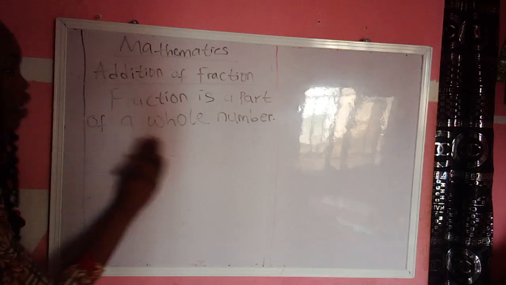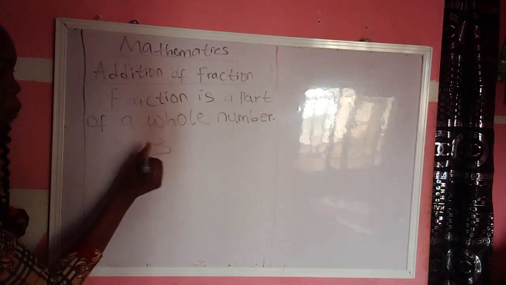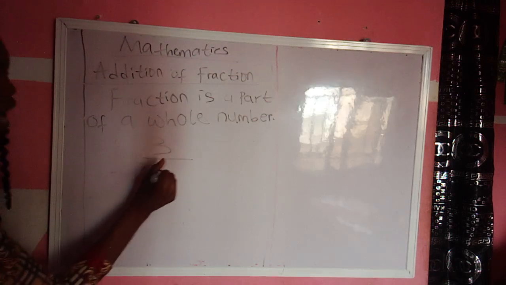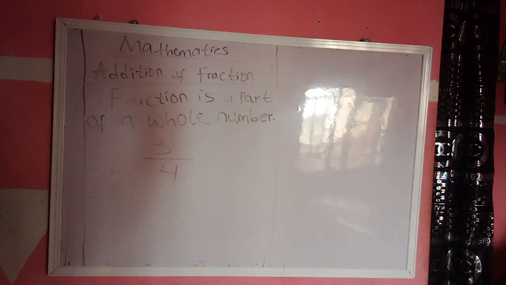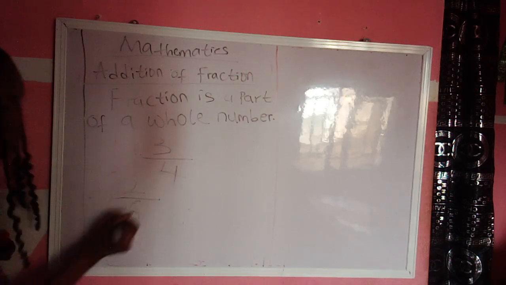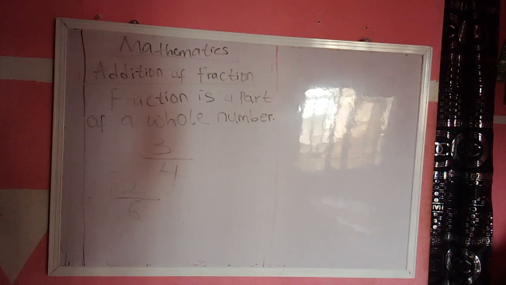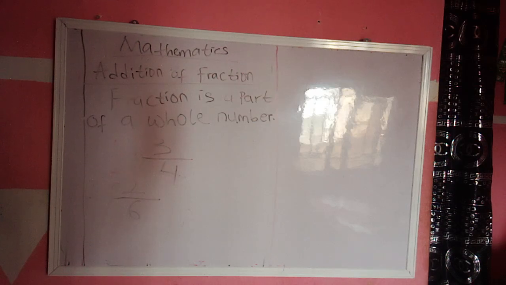Whenever you see a number on top, a line, and another number below, it is what? A fraction. This is also a fraction. So a fraction will always have a number above, a straight line, and another number below.